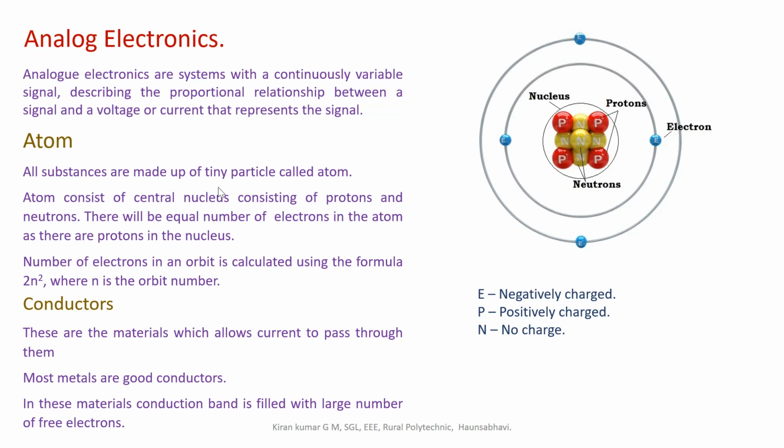The examples for gaseous conductors and liquid conductors are kept as your assignment part. You have to search for examples of gaseous forms of conductors and liquid forms of conductors. Basically, these are the materials which conduct the electric current through them. In these materials, the conduction band is filled with a large number of free electrons. Then what is this conduction band?